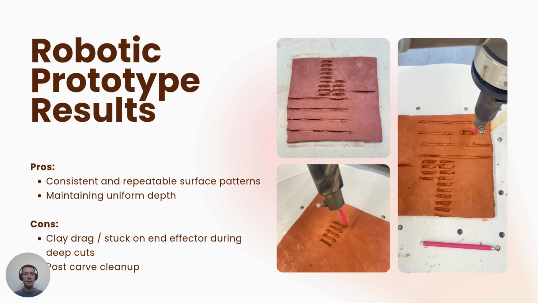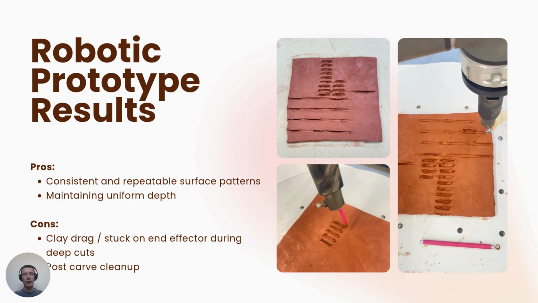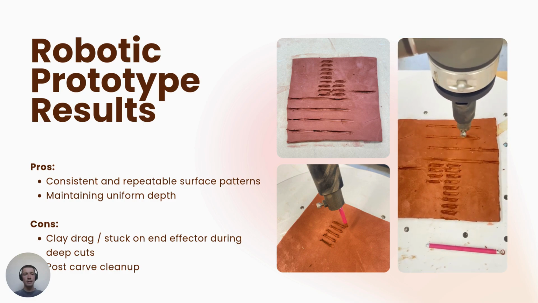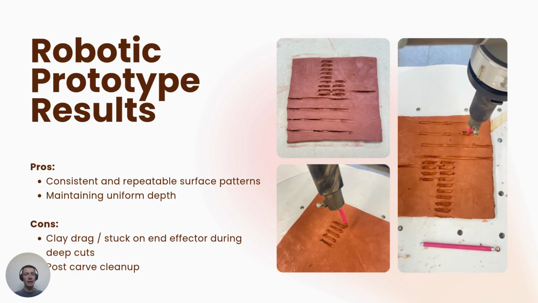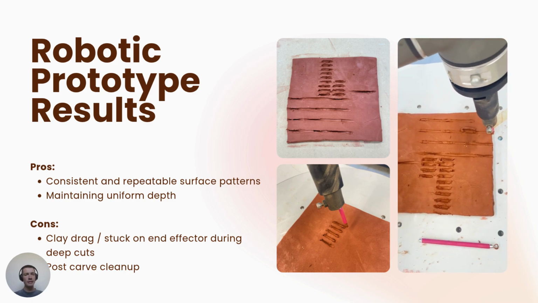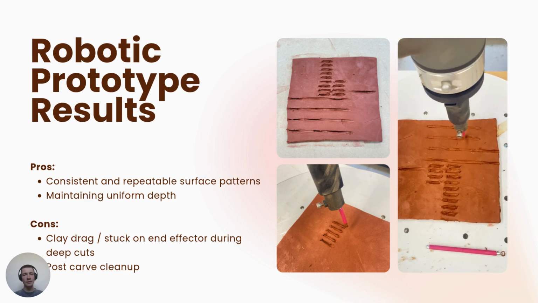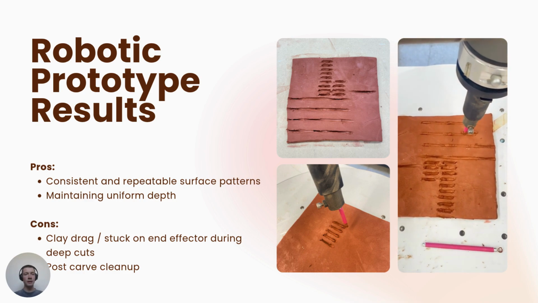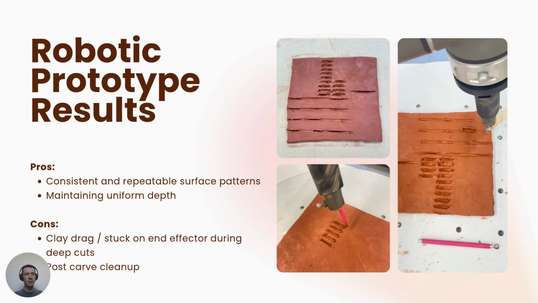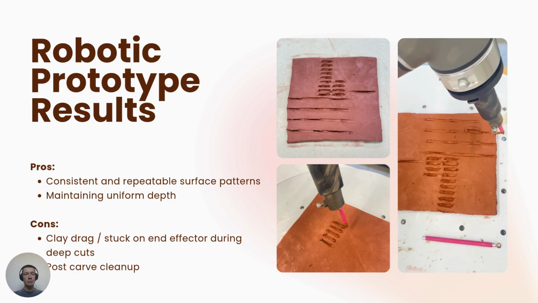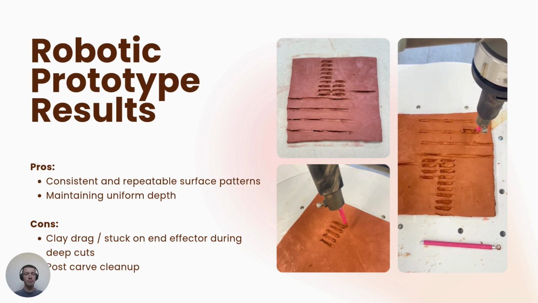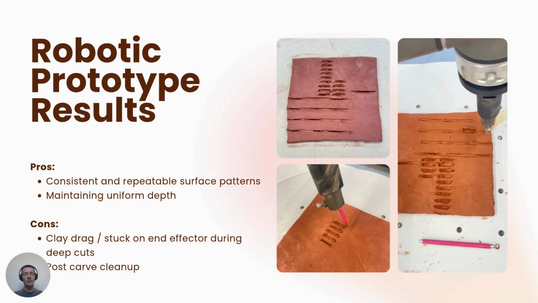When the carving depth was increased, the clay began to drag against the tool, particularly in areas where the tool changed direction. This resulted in rough edges and occasional tearing across the surface. In some cases, clay also adhered to the end effector, which disrupted the cleanliness of the cut and required post-process cleanup. This indicates that whilst the robotic system is precise, it is still highly dependent on the condition of the material. The firmness of the clay played a significant role here.